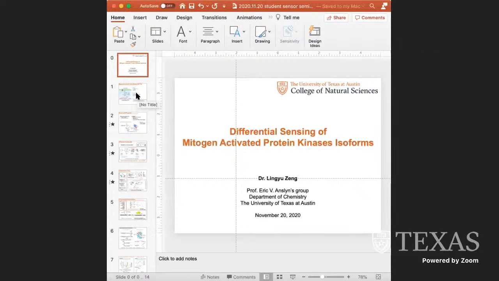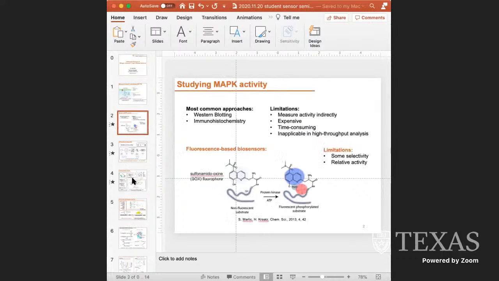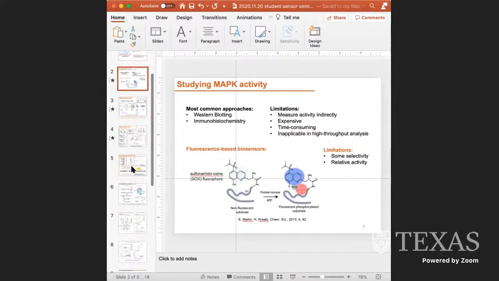Hey, Dr. Zeng, this is Mega from College of Pharmacy. Nice presentation, a lot to learn. So I have this very naive basic question for you. The biosensors you developed for MAP kinase, can these be developed for other targets as well? Is it possible?